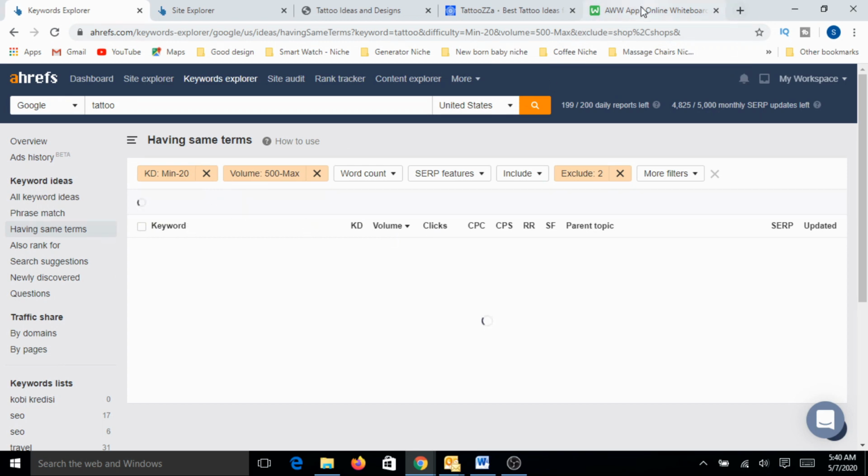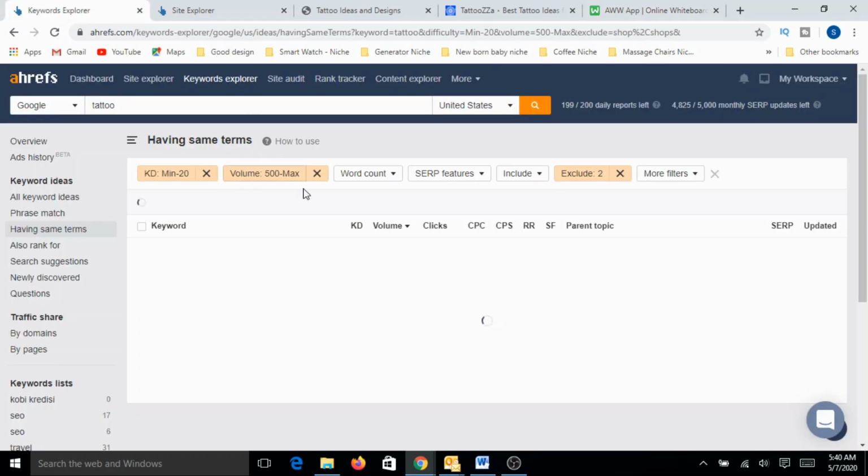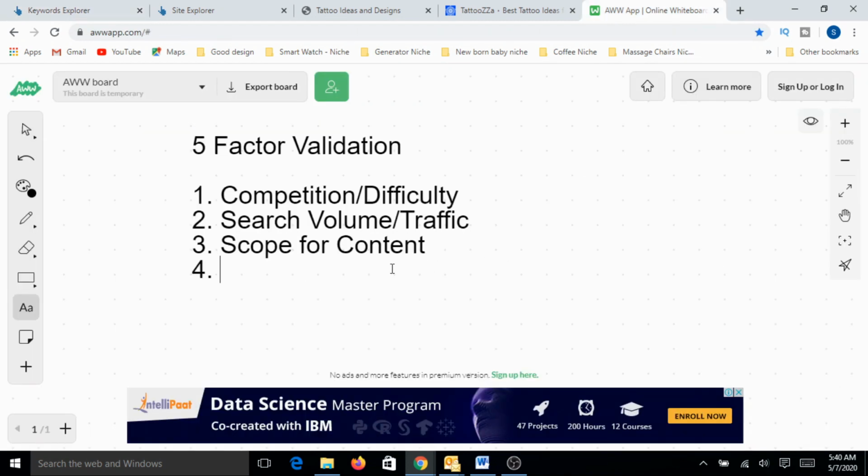Okay, so anyway we have checked that the third validation is also true for this particular micro niche. And while the results come up, let's talk about the fourth validation. The fourth validation is basically a reference site, or proof.